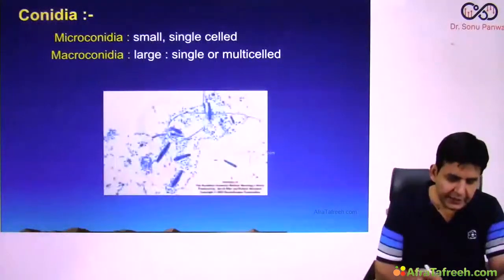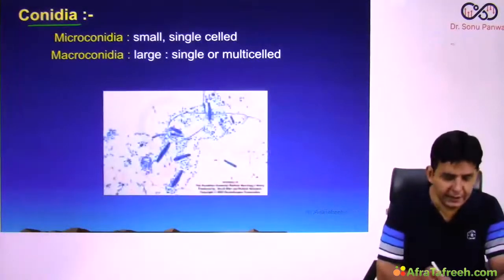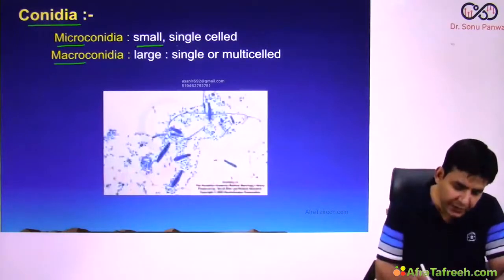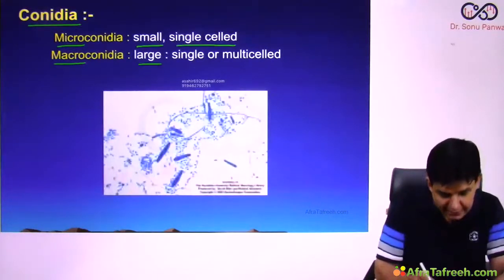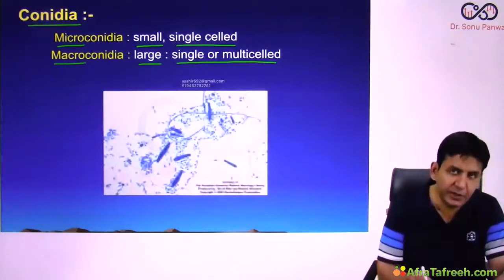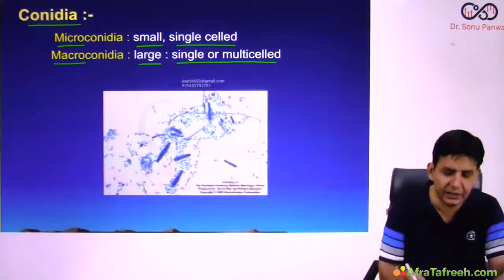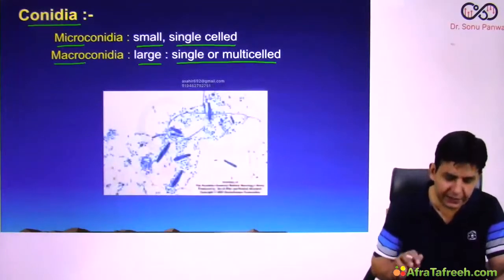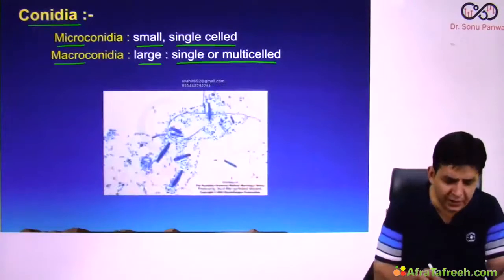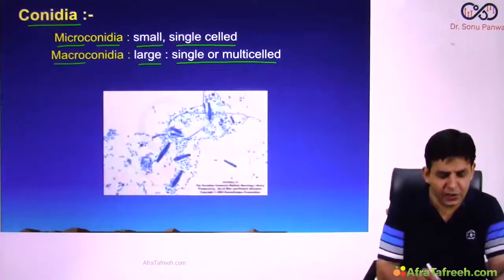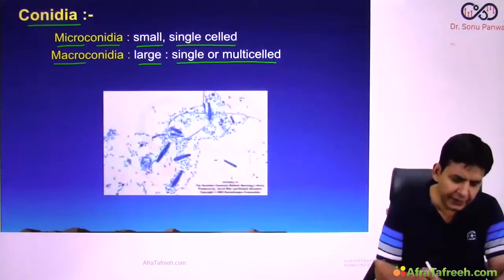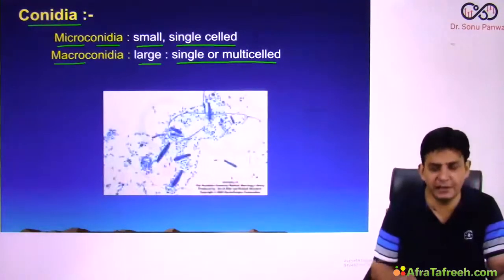Okay, then this terminology: what is conidia, microconidia, macroconidia? Micro is small and single celled. Macro is large, single or multi-celled. That is what is termed. And in layman's language, you can call the conidia spores. So a small spore and a large spore. Small spore is small and single celled, microconidia. Large is single or multi-celled, macroconidia.